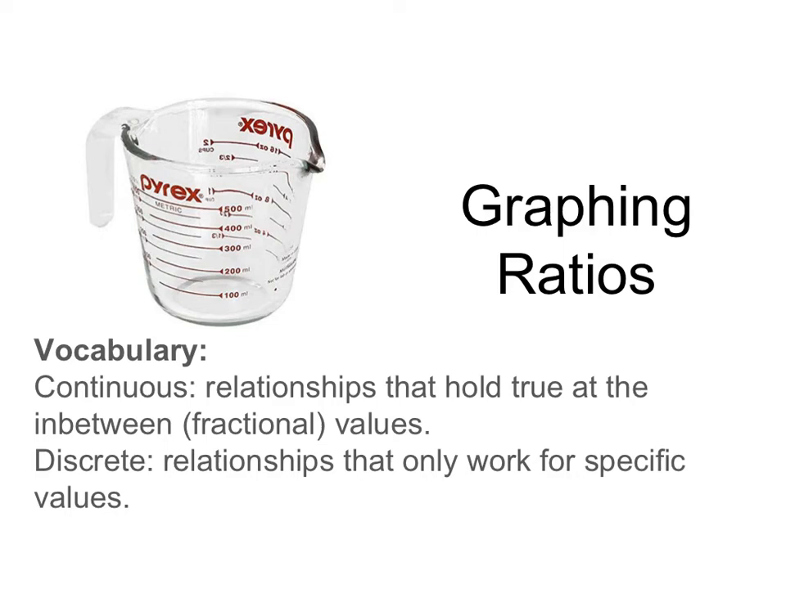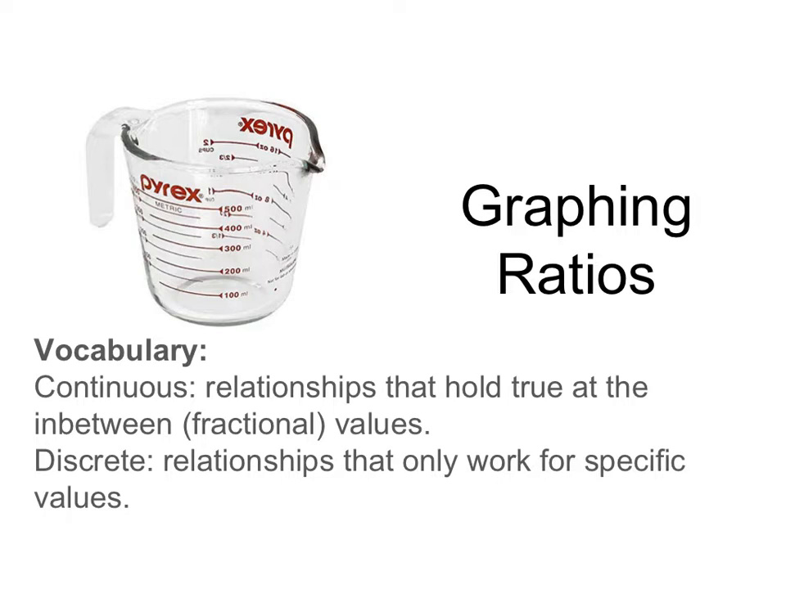In this video, we're going to learn how to graph ratios. For our vocabulary, we have two really new words. The first one is continuous. This is going to make more sense as the video goes on. A continuous relationship is one that holds true at all the in-between or fractional values. So something where it's okay to break up the different pieces and the relationship still works. It makes sense to be able to break it up.